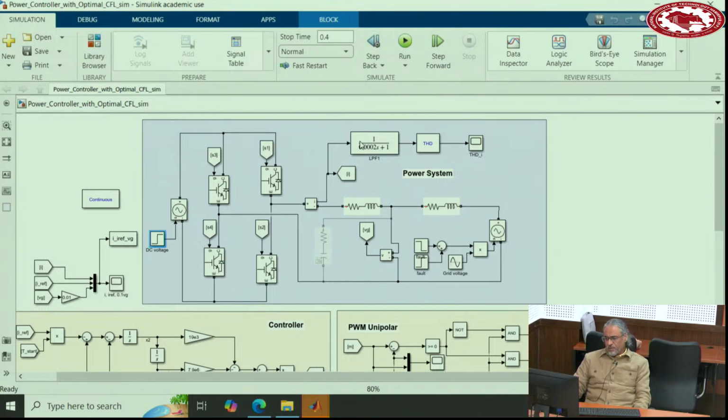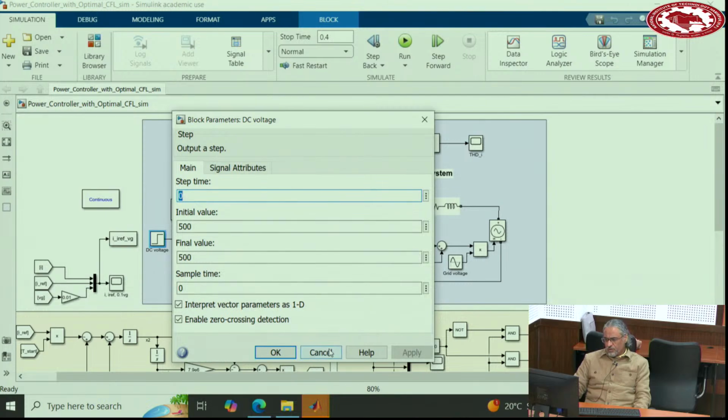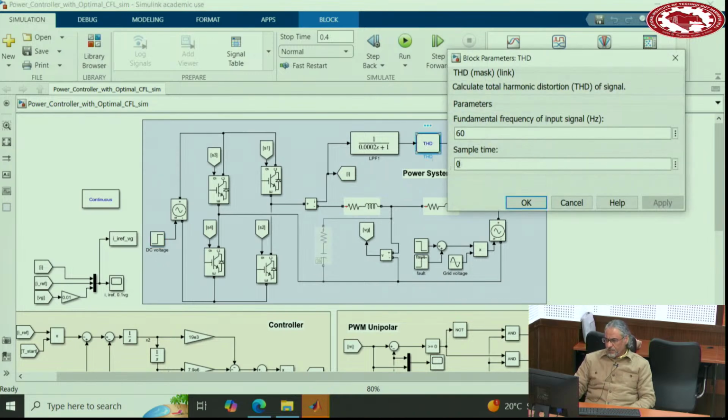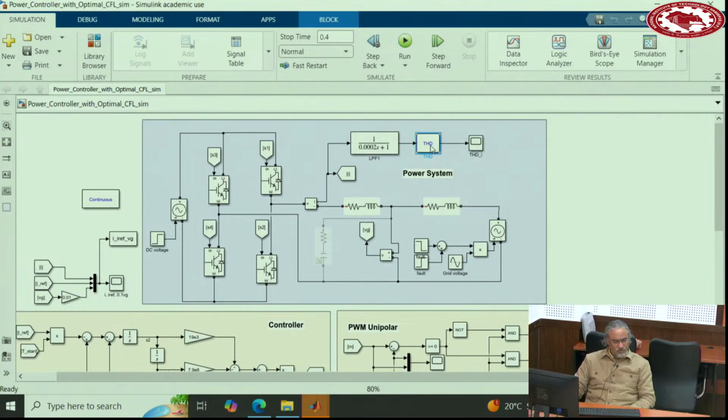If you want to look at the total harmonic distortion of the current, you can use the THD block in MATLAB at 60 Hertz. But before, every time you want to use THD, make sure you use the low pass filter before that. Otherwise, it brings in the switching frequencies, switching noises into its calculation and gives you wrong answers.